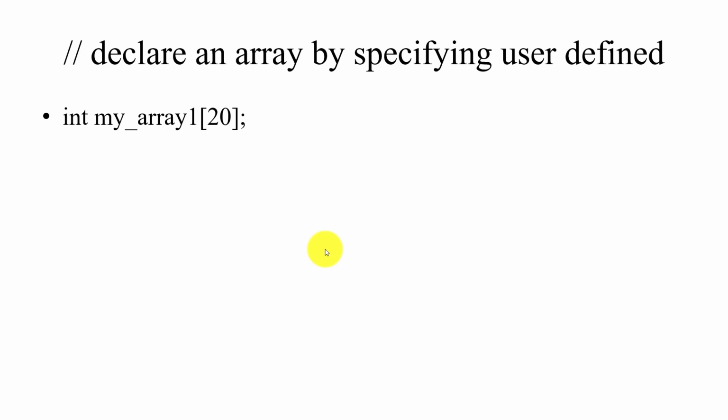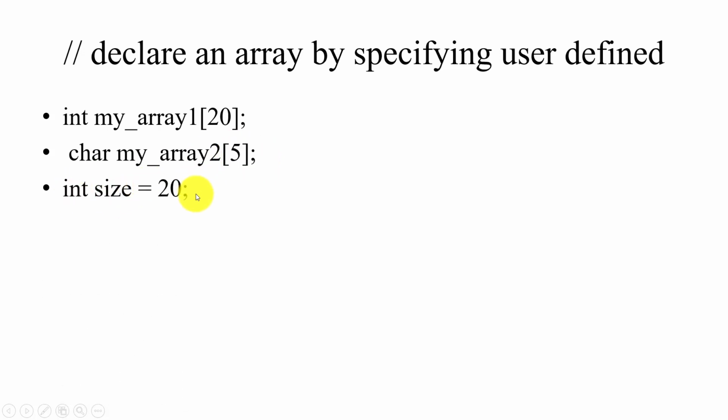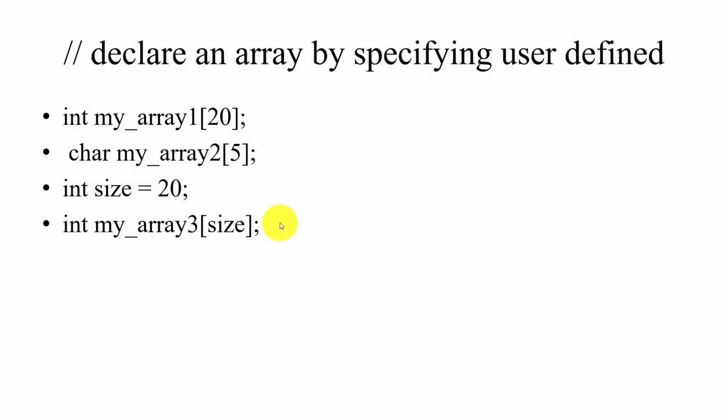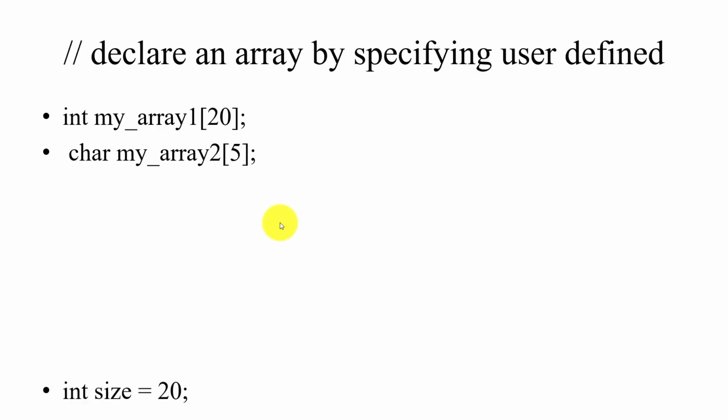Now let's understand this with an example. Integer: this is the data type, my array is the array name, and it holds 20 elements. Another one: this is the array my array 2, with data type character and size 5. Next, this is the variable declaration: integer my array, and you mention the size inside the brackets. So this is all about the basics of the array.